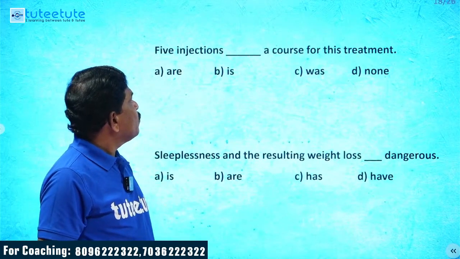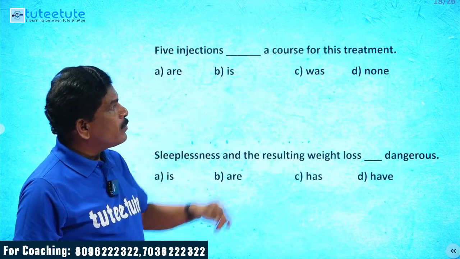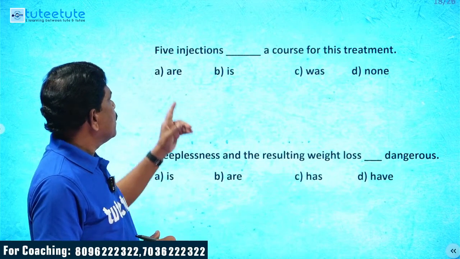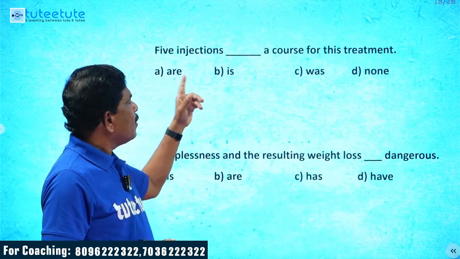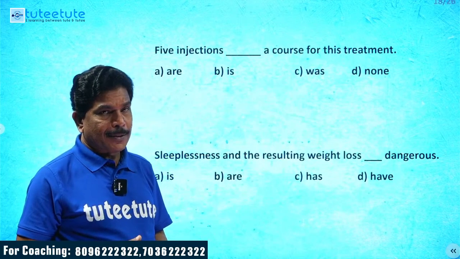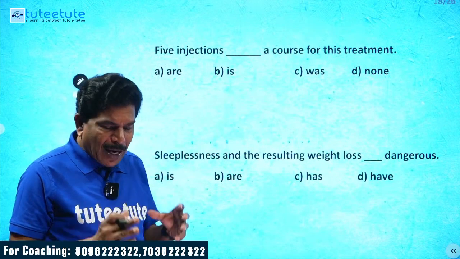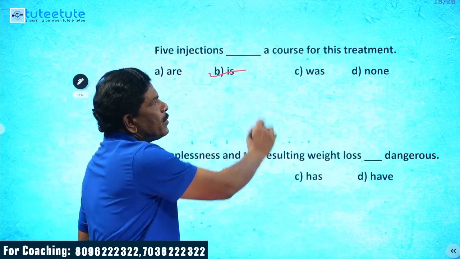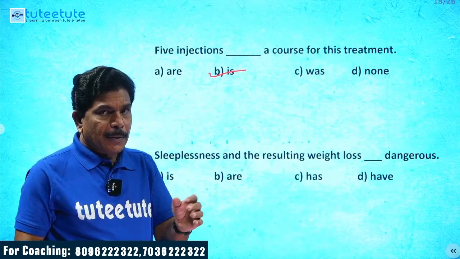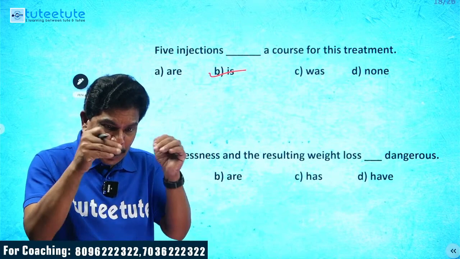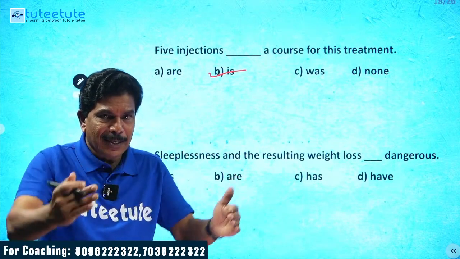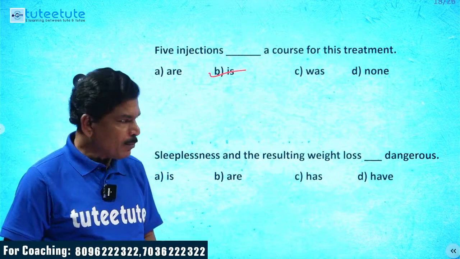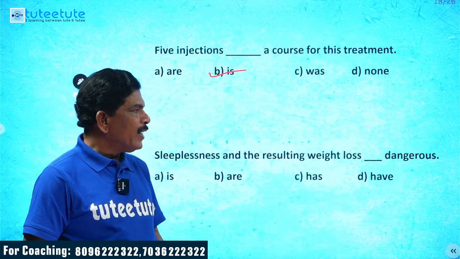Then we have 5 injections dash a course for this treatment. So 5 injections must be used for this treatment. 5 injections. Are, is, was, none. Which is correct? This is a course. These 5 injections are considered together as a unit. Therefore, it's a course. This course consists of 5 injections. Though there are 5 injections, these 5 injections are taken as a single course. Therefore, 5 injections is a course for this treatment. Then sleeplessness and the resulting weight loss dash dangerous.